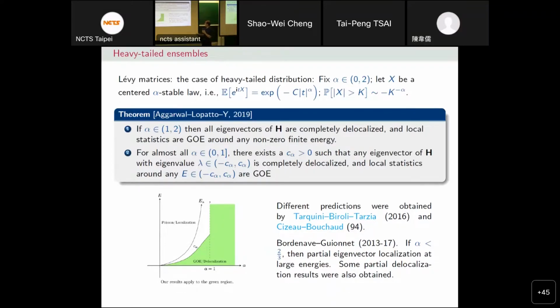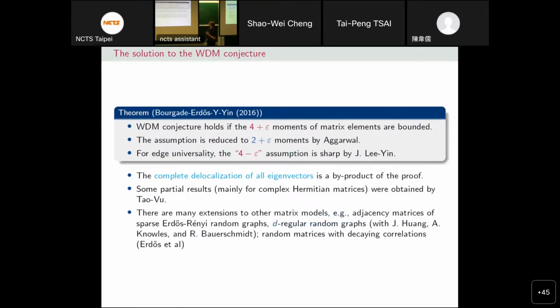This model was proposed by somebody in mathematical finance. In short, anyway, all right. I want to say more about the eigenvector.